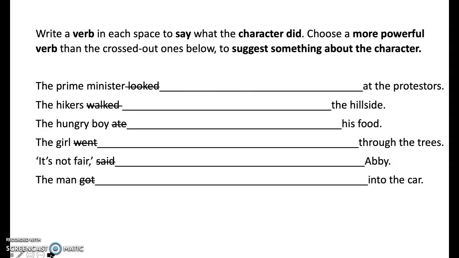So why would the Prime Minister look at the protesters in a particular way? For example, is he annoyed, happy? So you're going to suggest how he's feeling about the protesters by changing the verb. The same for the other sentences. So you're going to pause the video now, write these sentences down on a piece of paper or on a Word document and change the verbs that have been crossed out.